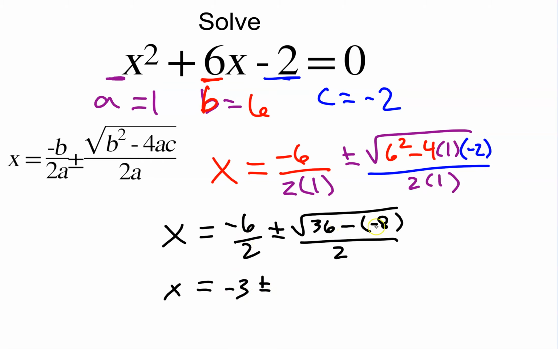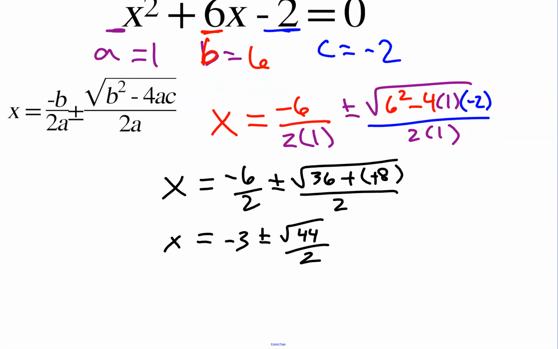When we subtract a negative, anytime you have a negative here and here, it turns into a plus. If I turn this to an addition, 36 plus 8 is 44. So we could say that our final answer here is negative 3 plus or minus the square root of 44 over 2. This can be simplified, but I don't want to get into that right now.